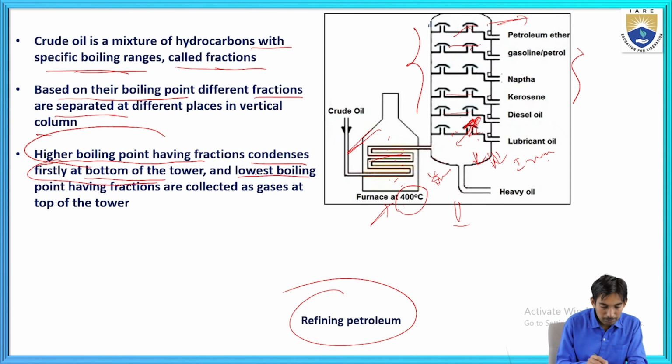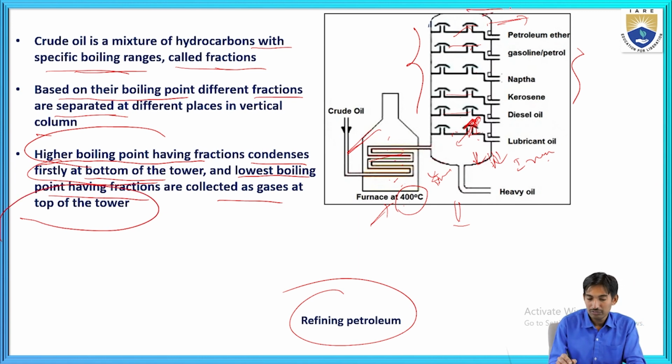The fractions with the lowest boiling points are collected as gases. The crude oil fractions with lower boiling points will be collected as gaseous at the top of the tower. At the top of the tower we can collect the lower boiling point fractions or gases, and at the bottom of the container we can collect the higher boiling point fractions.